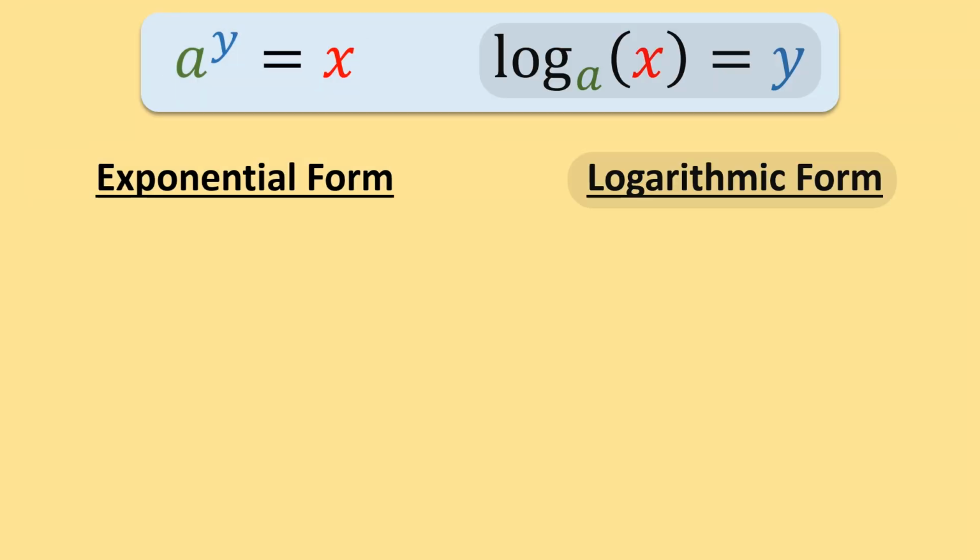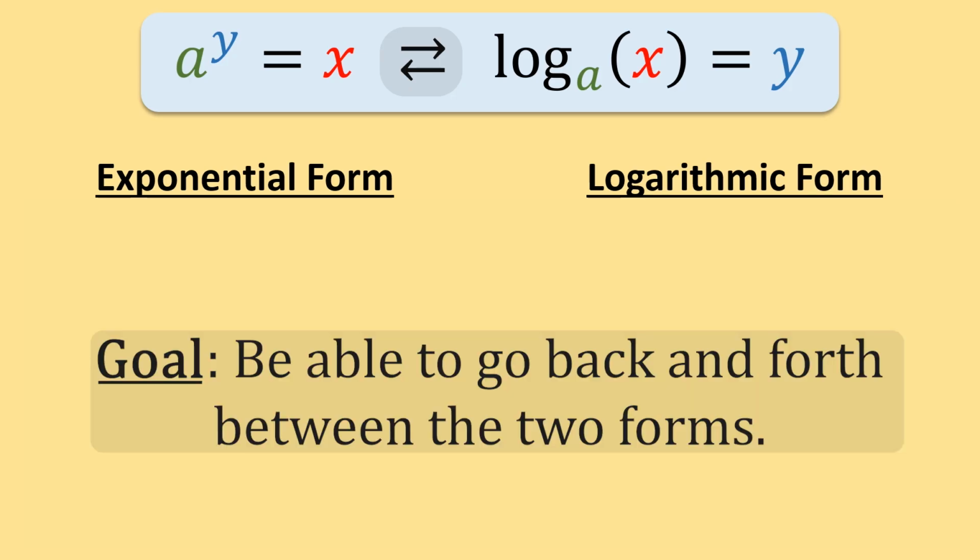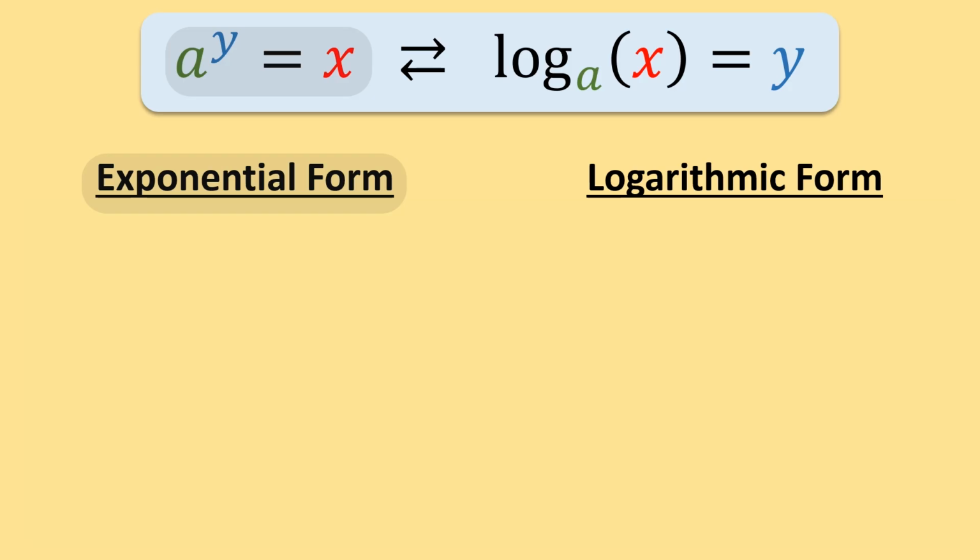We can label the different parts of an exponential or logarithmic equation and show how those labels get mapped between the two forms. The goal is to get used to converting back and forth between these two forms. Starting with an exponential equation.